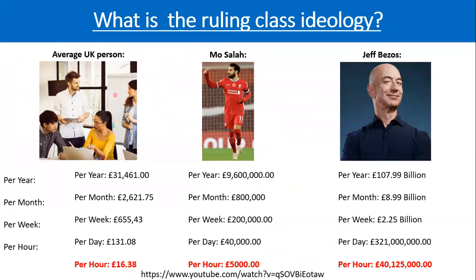So really just to reinforce this, the figures may be here or thereabouts, but they're roughly right. The average wage in the UK works out to about 31,000 a year. It works out roughly about 16 pounds per hour. Now, obviously, that's assuming it's an 8-hour working day and you're working 5 days a week.